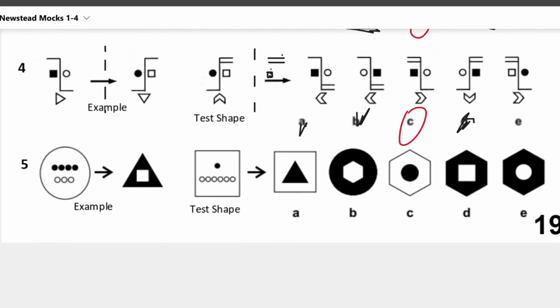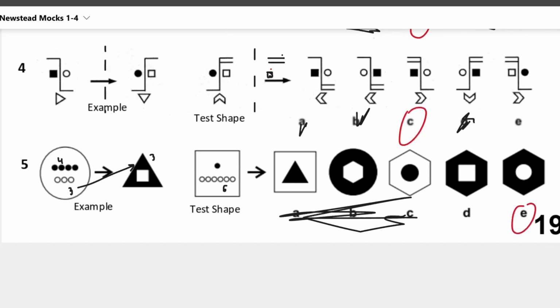Question number 5, we have dots in the middle, and it's 4 black, 3 white. However, here we have the 3, this one corresponds to the outside shape, but the shading inverses. So this one corresponds to the outside shape. We have 1, 2, 3, 4, 5, 6. They're white, so the outside is going to be a black hexagon. We can cross these out. The inside shape is going to be a circle because we only have 1 dot, and that's going to have 1 vertex, so it's a circle.